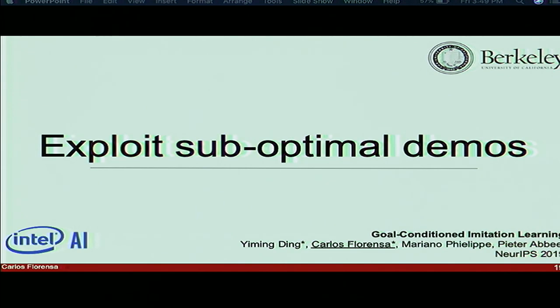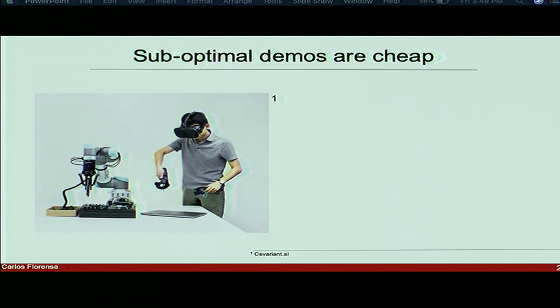This is the work on goal-conditioned imitation learning that we just presented at NeurIPS. The important point here is that I would like to use suboptimal demonstrations, demonstrations that don't come from an expert. Why? Because there are many ways of giving suboptimal demonstrations that are actually pretty cheap. For example, we could use VR headsets and teleoperation, like in the video that Ignasi showed at the beginning. That was already possible 10 years ago.